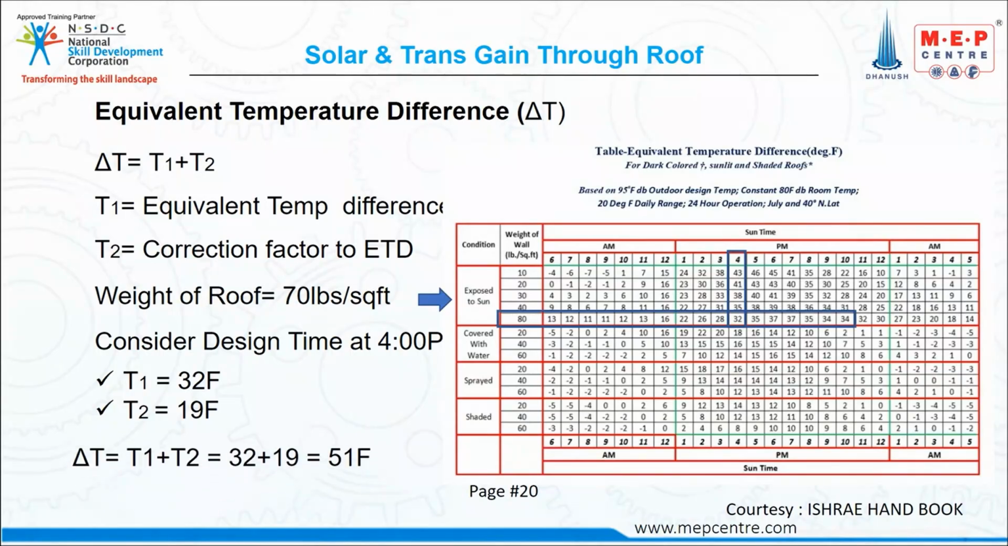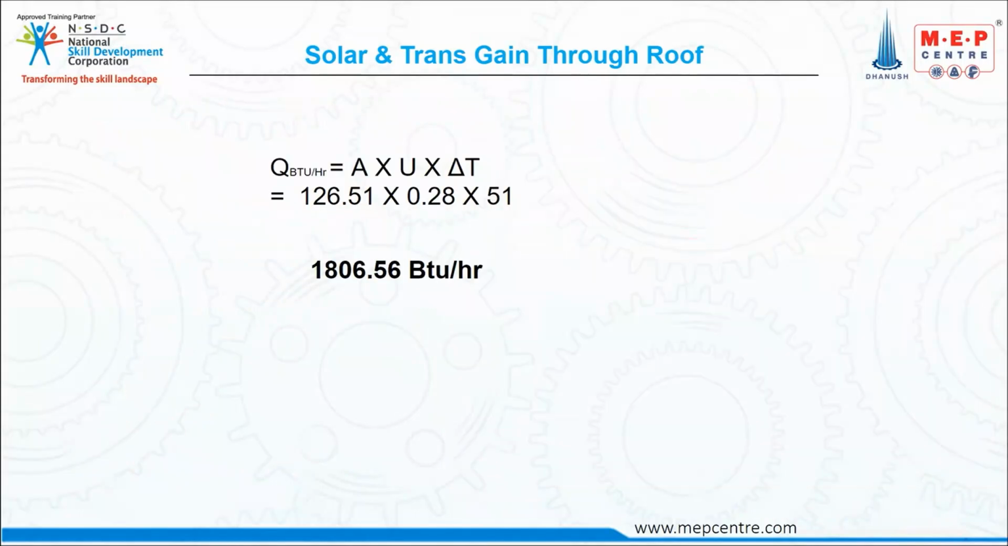Therefore, delta T equals T1 plus T2, which equals 32 plus 19, that equals 51 degree Fahrenheit. So as we have A U delta T, area equals 126.58 and U equals 0.28 and delta T equals 51, which is 1806.56 BTU per hour.